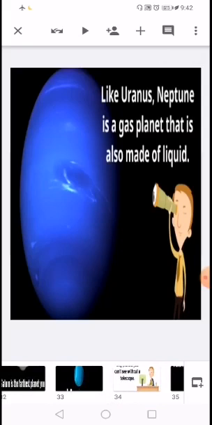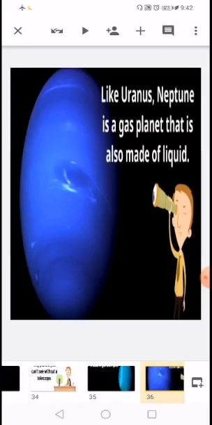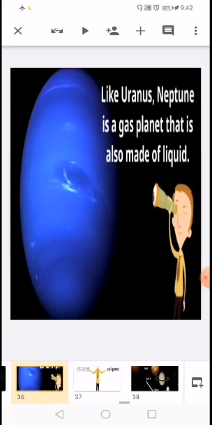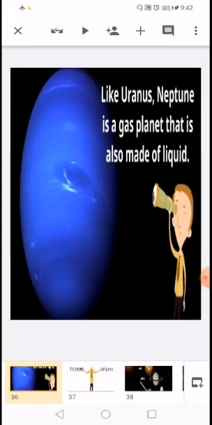So it is the furthest planet from the Sun. Like Uranus, Neptune is a gas planet. So that is also made of liquid. Neptune has 14 known moons, but scientists believe there may be more, so there may be more planets.